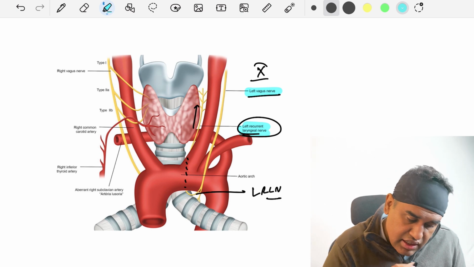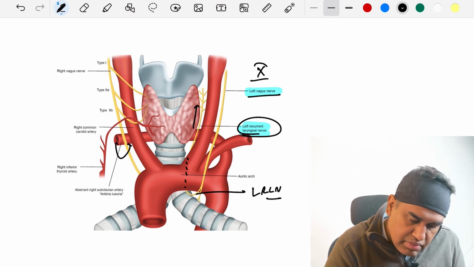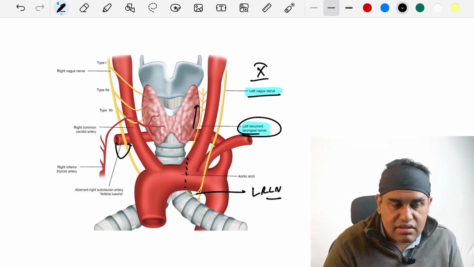So what about the right side? The right recurrent laryngeal nerve is given off below the right subclavian artery. So it is slightly higher up.